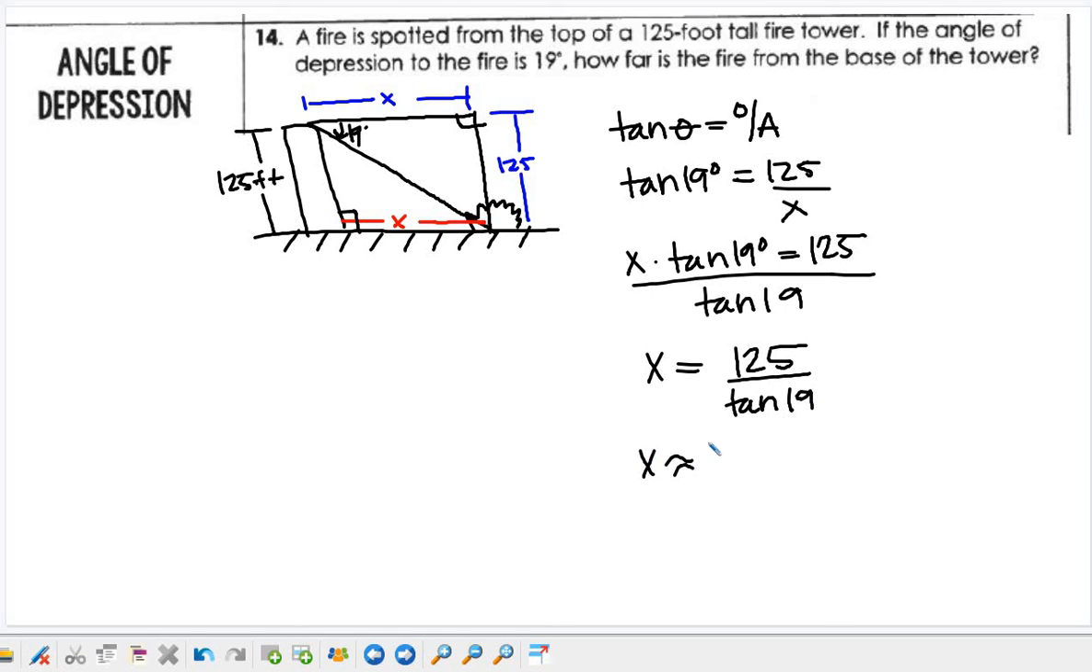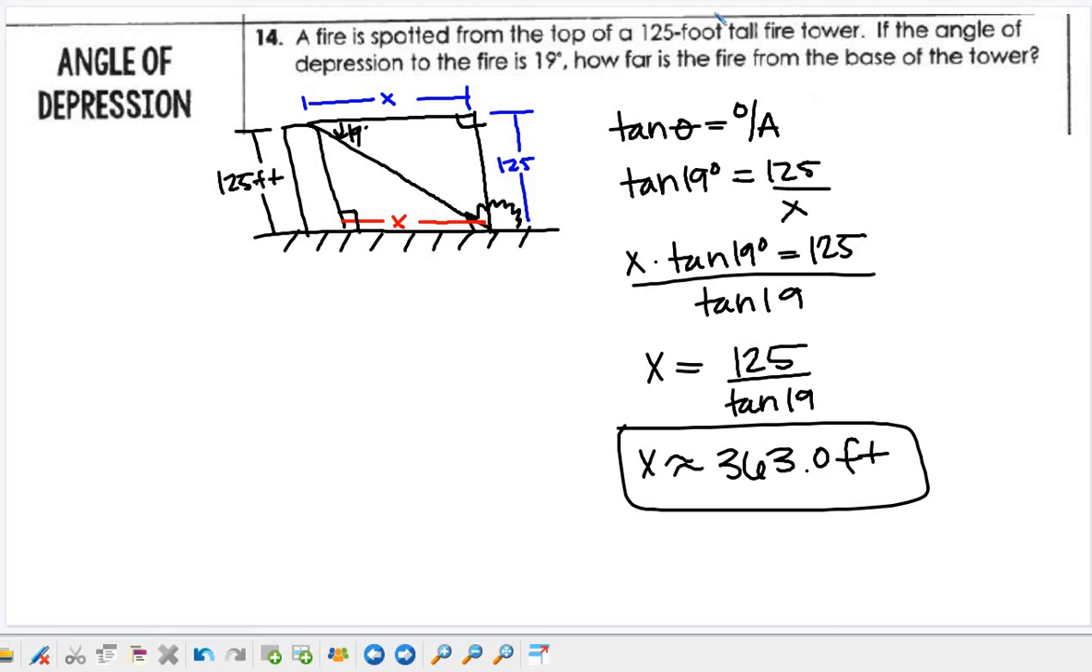So then, calculator, 125 divided by tan of 19. And we get that x is approximately 363.0 feet. And again, I know it's feet because feet was given in the tower, that was the unit of measure I'm using. Okay.